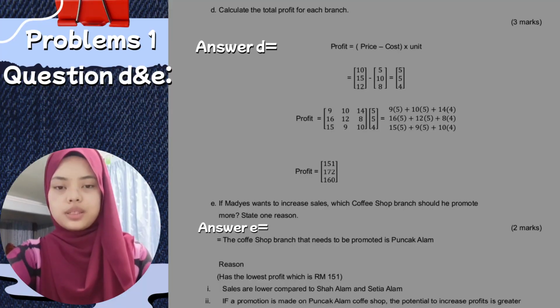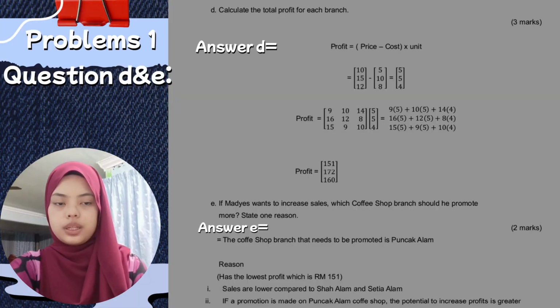If Medis wants to increase sales, which coffee shop branch should he promote more? For this question, the best coffee shop branch that should be promoted more is Puncak Alam. It is because it has the lowest total profit, which is 151, compared to Shah Alam and Setia Alam. Also, it has the greatest opportunity for improvement. That's all for me. Thank you.